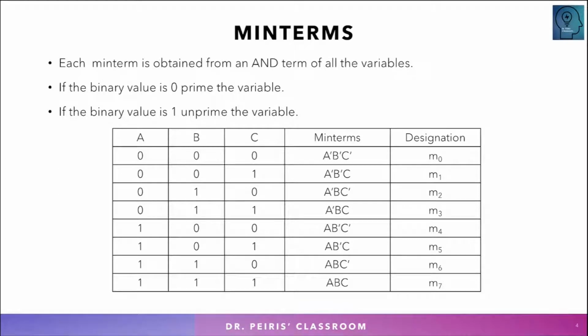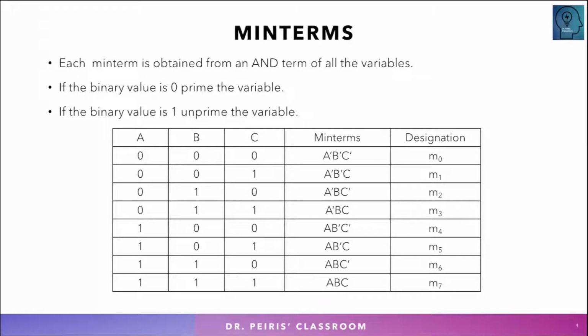So the first one is, what are the minterms? Each minterm is obtained from the AND term of all the variables. If the binary value is 0, we prime the variable. If the binary value is 1, we unprime the variable. So let's say you have a truth table which has 3 inputs A, B, C. As I discussed in a previous lecture about truth tables, if we have 3 inputs, 2 to the third, which is equal to 8, gives us the number of different combinations. Each row corresponds to a minterm.